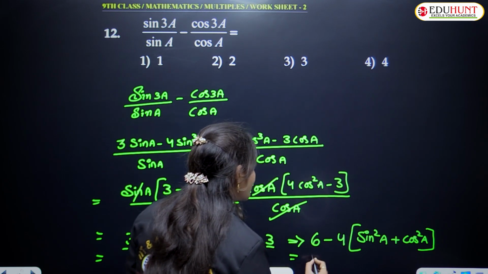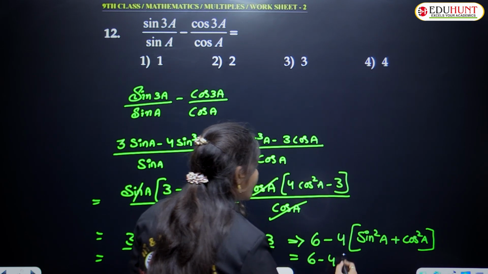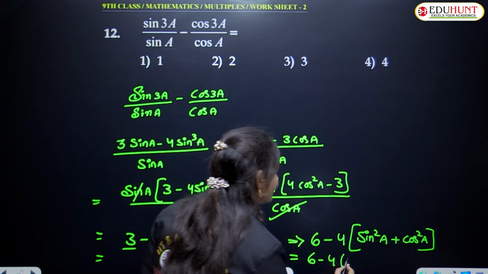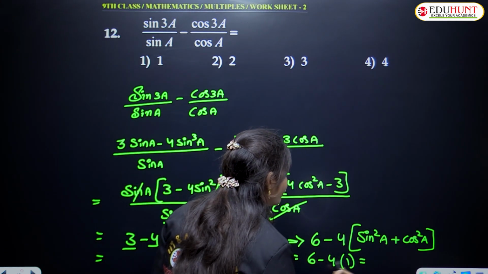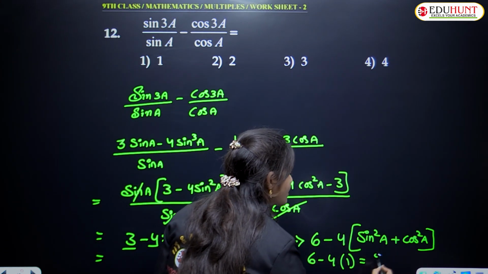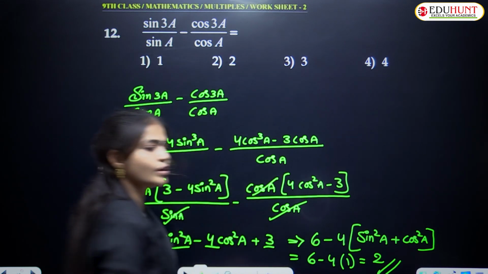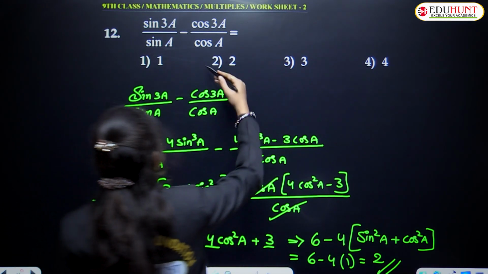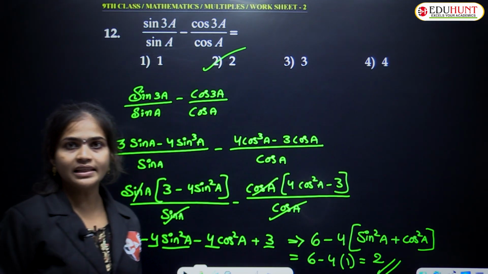Okay, so from this one, 6 minus 4 into sin square theta plus cos square theta, that is 1. So 4 into 1 is 4, and 6 minus 4 is 2. So which option is correct here? Yes, option 2 is correct. Am I clear to you?